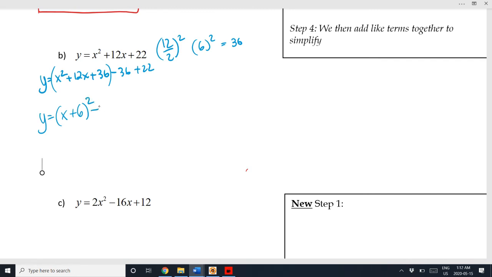And we still have the 36 on the outside and the 22 that's out there, and we're just going to add these two together. So we're going to get y is equal to (x + 6)², and negative 36 plus 22 is going to be negative 14.